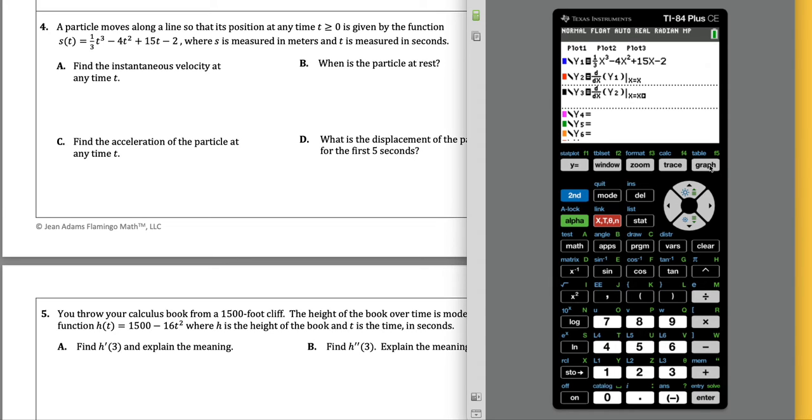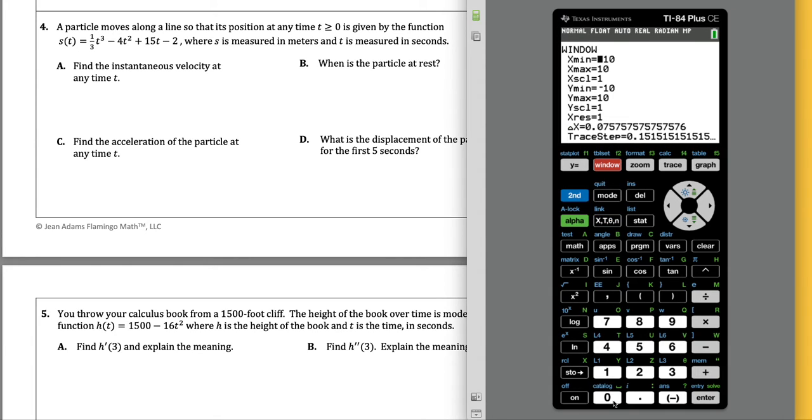So before I hit graph, because that'll take forever, I'm going to hit the window button. And I only want positive values. So I'm going to do 0 to 10 right away. If I need more numbers or bigger numbers, I'll do that. And then I'll hit graph. Mine will go quicker.